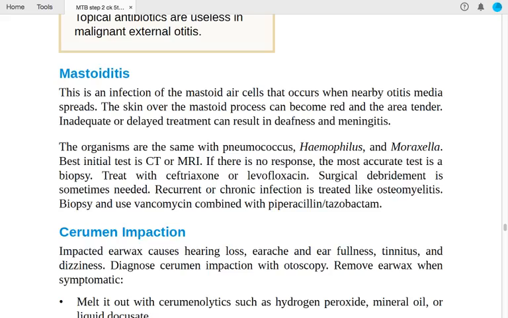You have to treat your patient with ceftriaxone or levofloxacin. That's quinolones. Surgical debridement is sometimes needed, but recurrent or chronic infection is treated like osteomyelitis. Biopsy and use vancomycin combined with piperacillin or tazobactam. So you can give this combination also, that is the piperacillin tazobactam combination with the use of vancomycin, right?